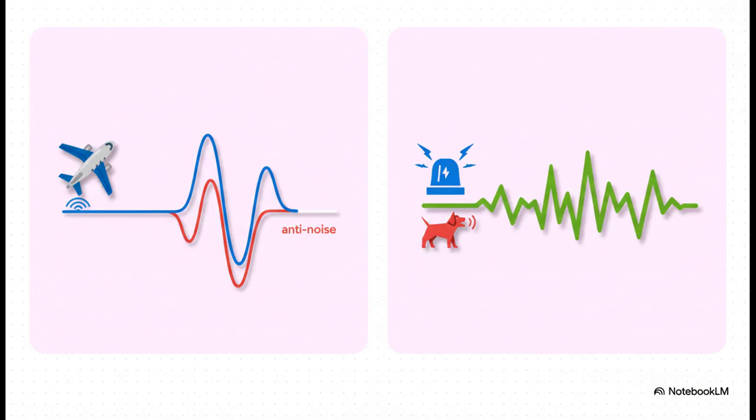And the other major limitation is the type of sound. ANC is an absolute master at getting rid of low-frequency, constant droning noises, like the hum of an engine or the buzz of an air conditioner. Those waves are simple. They're steady, they're predictable. But high-frequency sounds, things that are sudden and complex, like a siren, a dog barking, or somebody's voice, they're just too fast and chaotic for the system to keep up with.